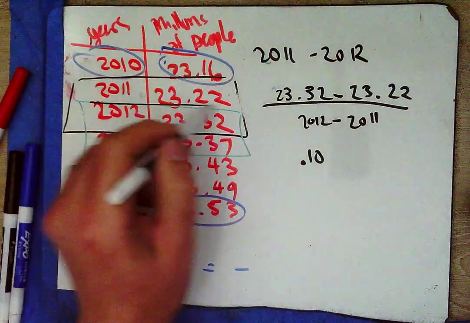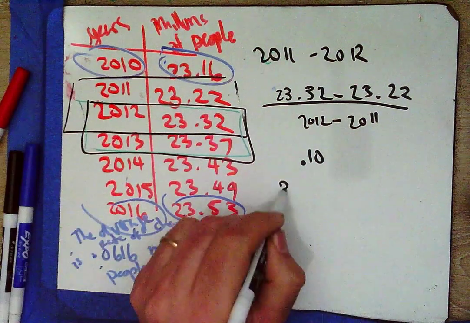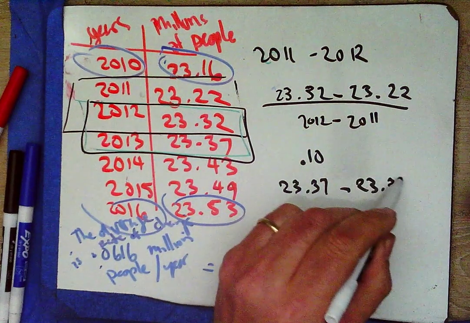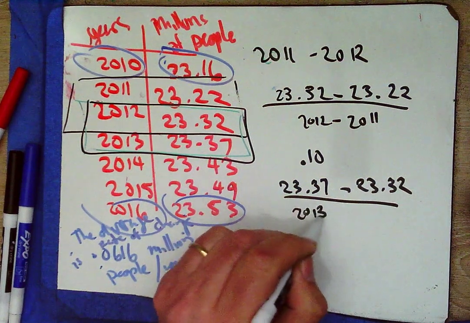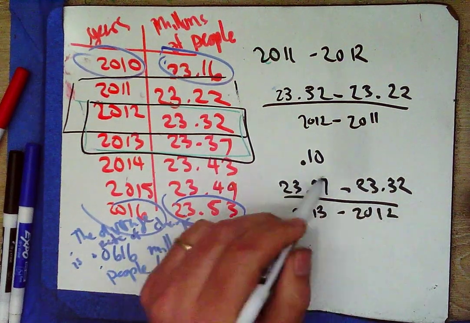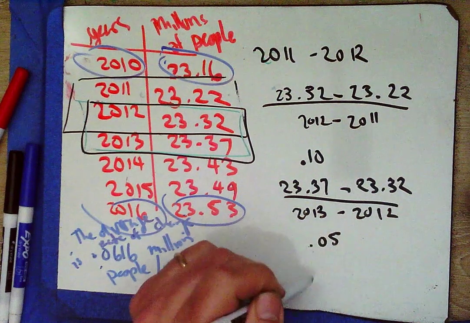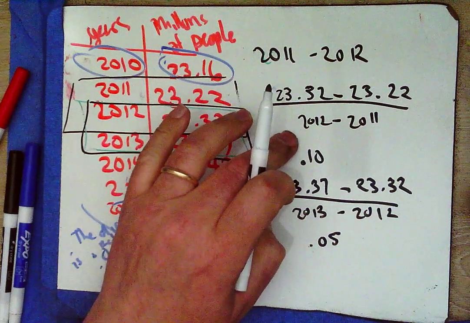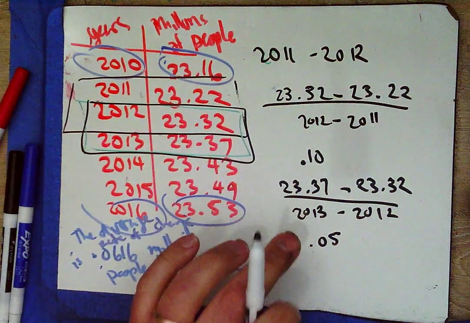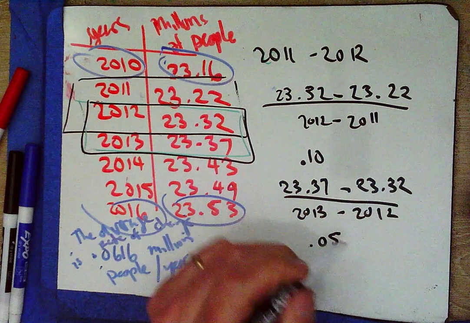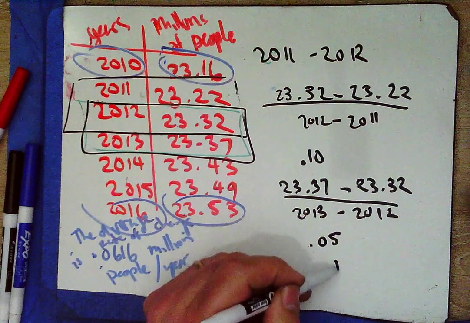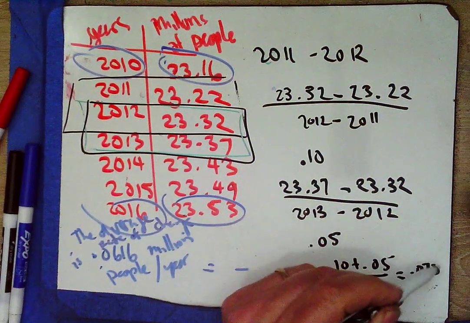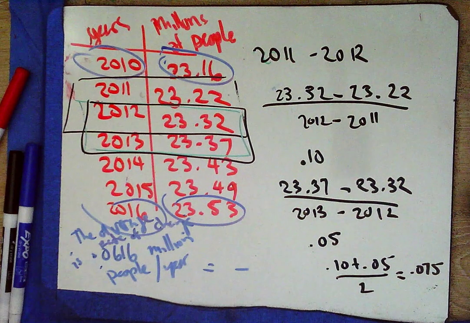Okay, what about on the next interval? What would that look like? 23.37 minus 23.32 over 2013 minus 2012. And when I do that, I get 0.05. And so now what I'm saying is, I think that is an approximation of the instantaneous rate of change. But I'm arguing that if I average those 2 numbers, I get a more accurate instantaneous rate of change.